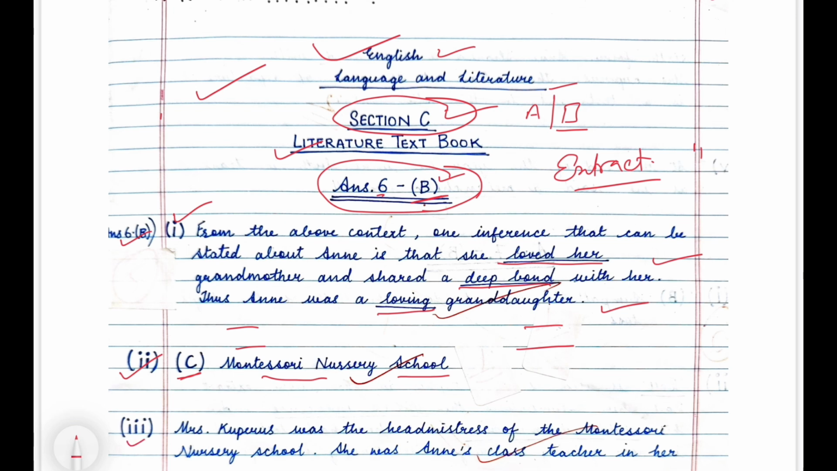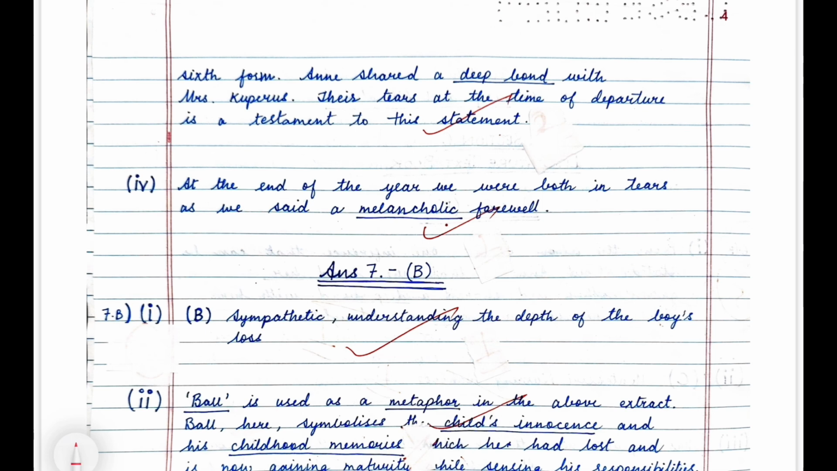Next is question number 3. Now you can see question number 3 is continuing, then question number 4. 'At the end of the year we were both in tears as we said a melancholy farewell.' So here once again the keyword has been underlined. Now the next question is answer number 7. Once again Section B he or she has attempted. So you can see B: sympathetic, understanding the depth of the boy's loss. Then next, ball is used as a metaphor. You can see 'ball' and 'metaphor', these two keywords have been mentioned.